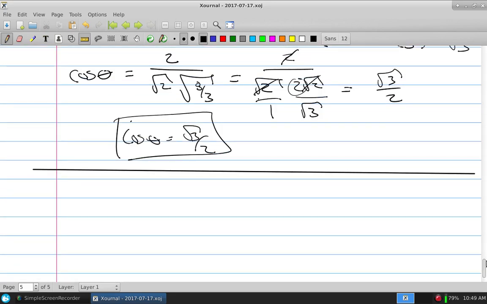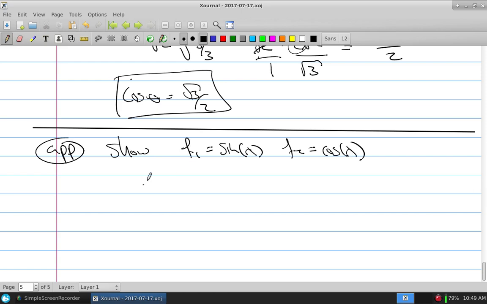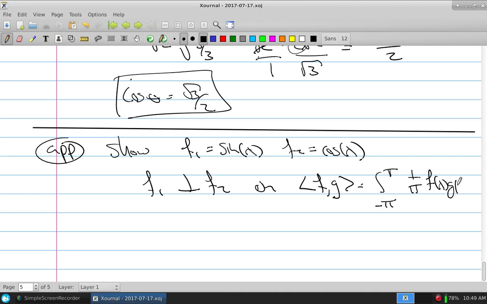So everything that you were doing with Rn space, we can do with all of these. It just becomes a little bit more involved. And one of the things that we'll be interested in doing is showing things like, applications of such a thing would be if you could show, for example, say F1 is equal to sine of x and F2 is equal to cosine of x, show that F1 is orthogonal to F2 on inner product space of a weighted norm from minus pi to pi of 1 over pi, f of x, g of x, dx on continuous functions minus pi to pi.